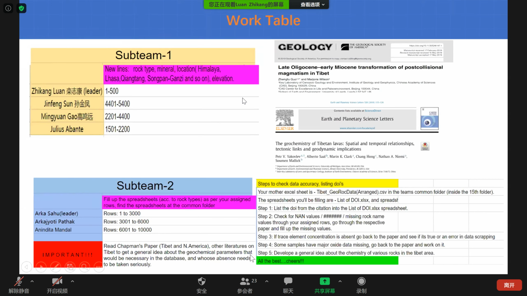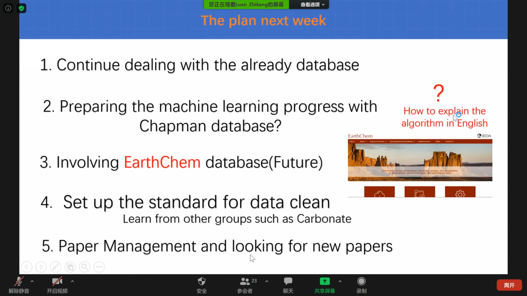But here is a question. According to what I know, all the explanation of the algorithm is in Chinese, so we need some tech group students to help us explain the algorithm in English. Then we want to involve the EarthChem database, and then we set up the standard for the data cleaning. And then for other groups, at last we need to do the paper management.